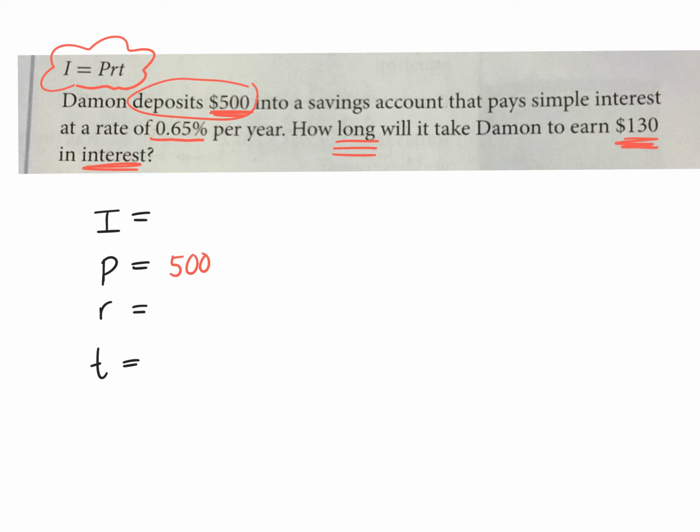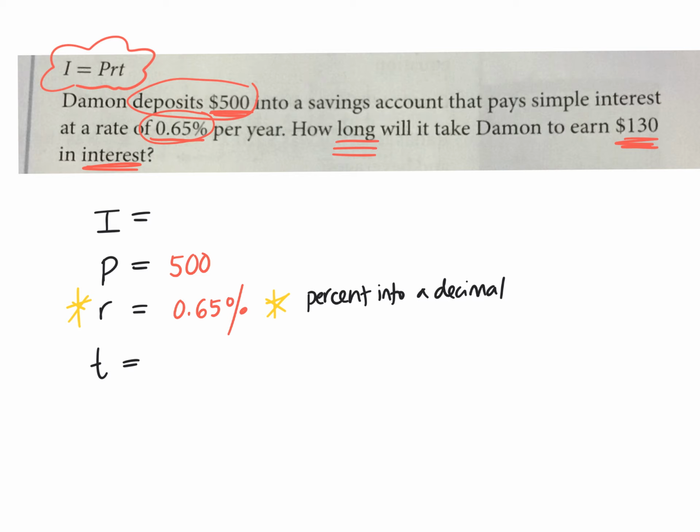We're told that at the bank, they say we're going to give you a rate of 0.65% per year. Am I going to put that in for I, R, or T? R. Now, this is where you have to take the percent. This is very important for your test. It's 0.65%, but you have to turn the percent into a decimal.